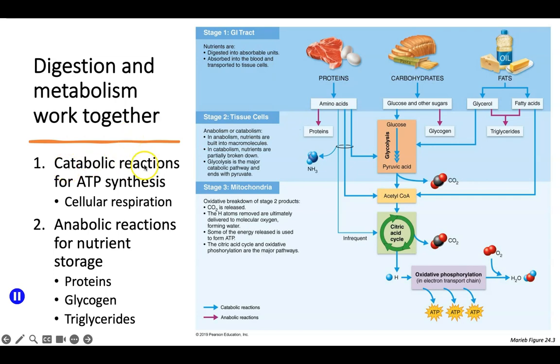So we have catabolic reactions that are used for ATP synthesis. So we're making ATP, as shown down here at the bottom. This is called cellular respiration. We also have anabolic reactions for nutrient storage. So all of this storage of nutrients, such as proteins, glycogen, which is a store product for sugars, and triglycerides, store product for lipids.